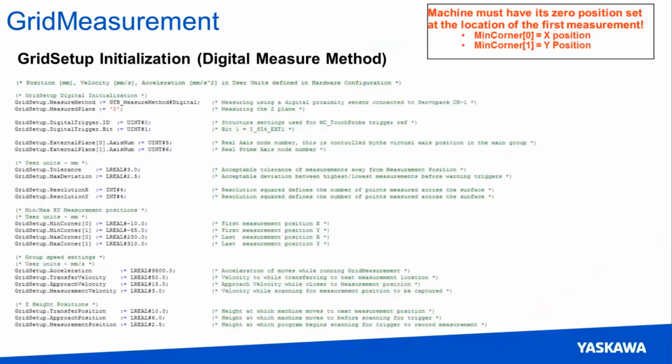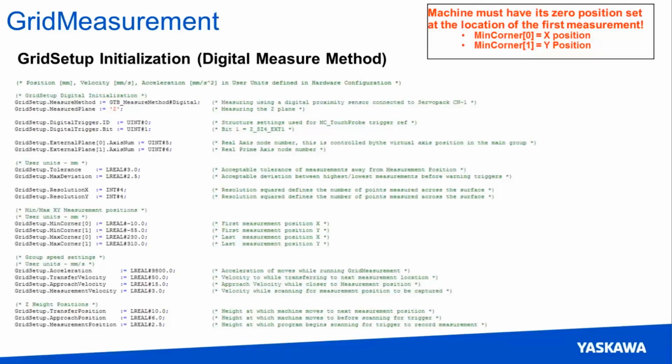Here I want to show some examples of the initialization of the grid setup structure. As I said, there's a lot of depth to it. There's a lot of stuff in it, but it can be broken up into sections that are easy to manage. As you can see in this example, I'm measuring the Z-plane. I'm using digital MeasureMethod. I've set my trigger ref.bit to 1 as I'm using the ZSI4EXT1 input on the CN1 connector of the servo pack. These bit values can be found in the MC Touch Probe help manual.